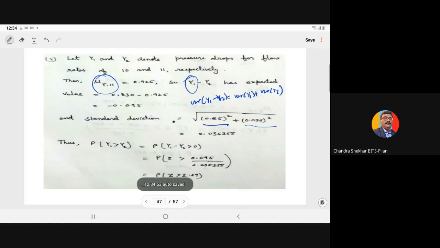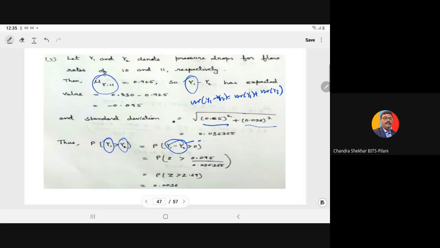So in this case, they are asking what is the probability that pressure drop due to the 10 inch exceeds the pressure drop due to the 11 inch. So we have to compute probability y1 greater than y2, or we can say probability of y1 minus y2 greater than 0. We have already computed the mean of y1 minus y2 and variance of y1 minus y2.